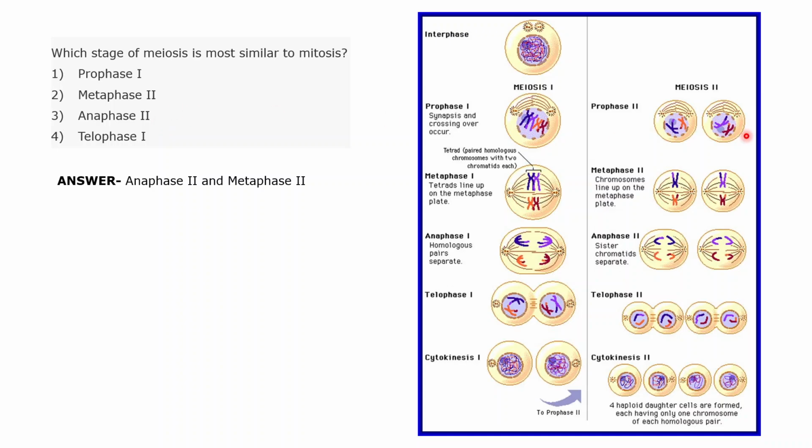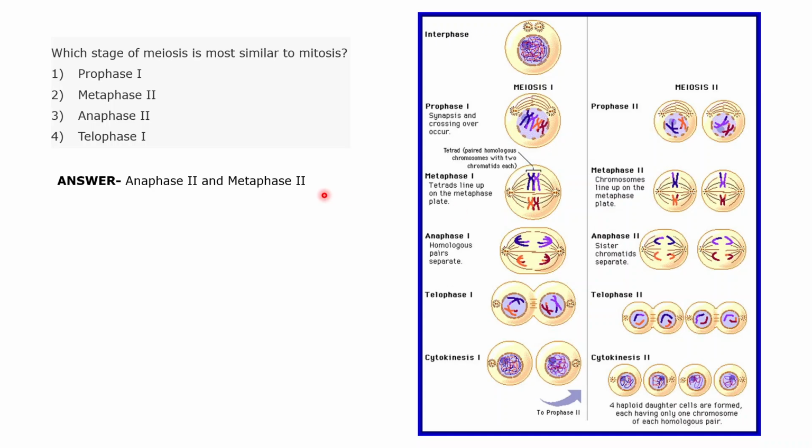But in case of metaphase, you can see that the chromosomes are there. The spindle fibers are attached to the centromere, and it aligns at the metaphase stage. So that stage is also similar to what you see in mitosis. And also in anaphase 2, you can see that the sister chromatids are getting pulled to the poles by spindle fibers. It is attached to a kinetochore, and you can see that it is getting pulled to the poles. So in both cases, it is more or less similar to each other.